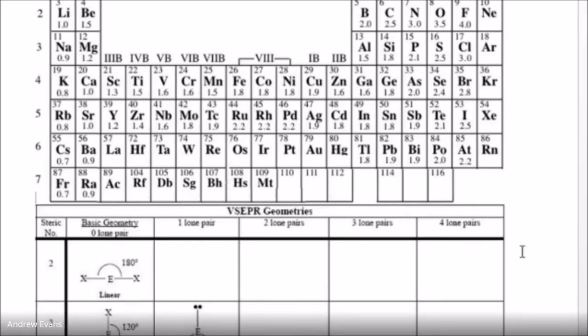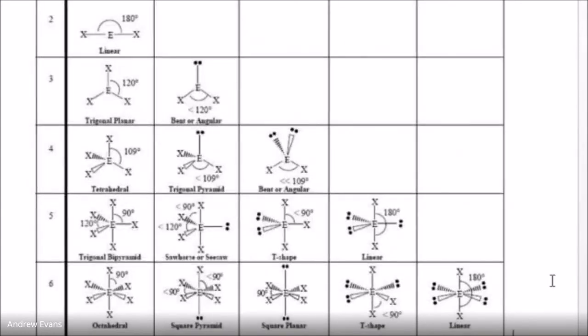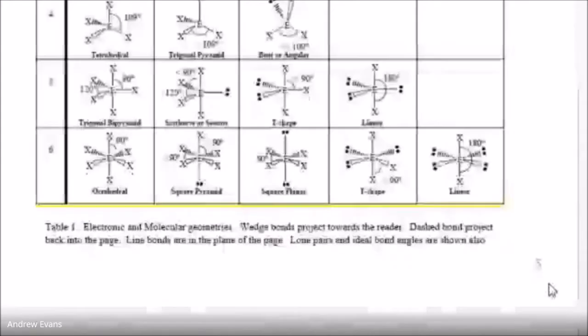And the basic geometry talks about the bond angle and what the electron domain geometry is. And then moving your way across is the number of lone pairs. So if there's one lone pair, trigonal planar gets moved to the molecular geometry of bent and has this bond angle. Tetrahedral goes to trigonal pyramidal and then bent. Trigonal bipyramidal goes to sawhorse, T-shaped, linear. So, and let's just look at.